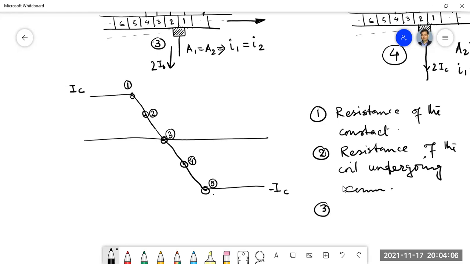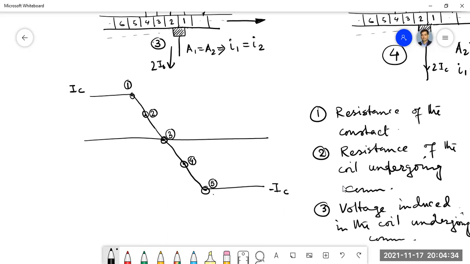Number 3, there may be some sort of EM voltage induced in the coil undergoing commutation. Why can the voltage be induced? Can anyone tell me?